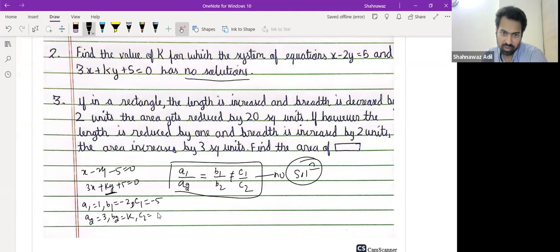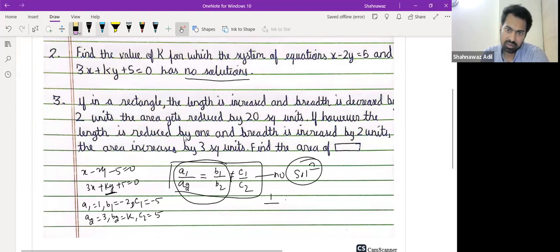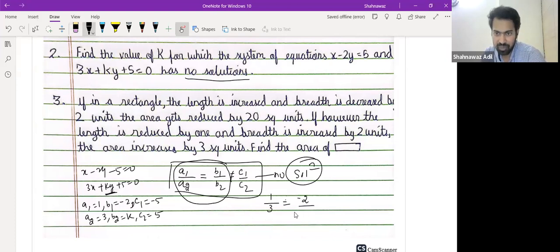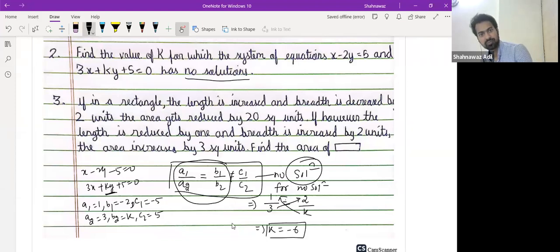So we just have to apply this condition. A1 by A2, which is 1 by 3, equals B1 by B2, which is minus 2 by K. So this goes over here, and this goes over here. So K is minus 6. Understood? Yes, sir.